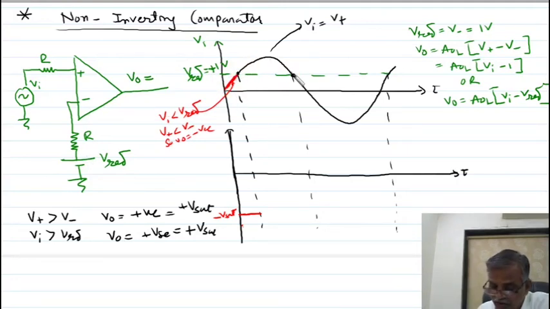Now, from here to here, let me write T1. Up to time T1, your input voltage at the positive terminal is less than the reference voltage at the negative terminal, so the output is negative. Now, when the input voltage V plus is more than V minus, up to this you get minus. So I will get my positive voltage.